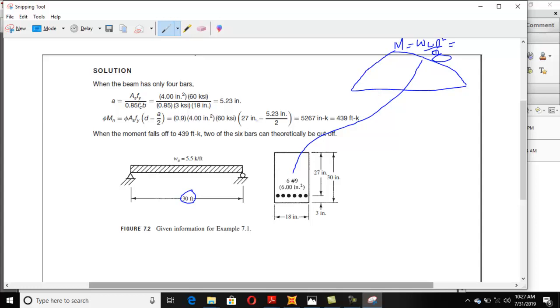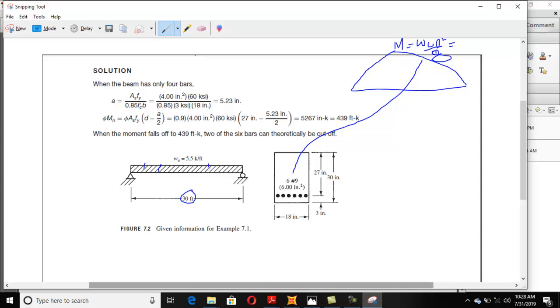Now, the question is what is required in this example: you have to find out 2 theoretical points. When we cut up 2 bars, we continue only 4 bars, and then we cut 2 further bars. So you have 2 points, clear?